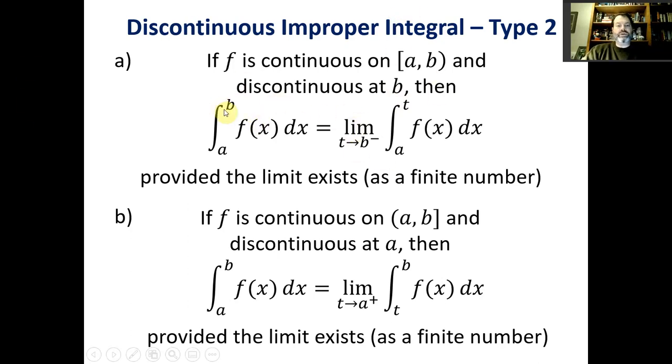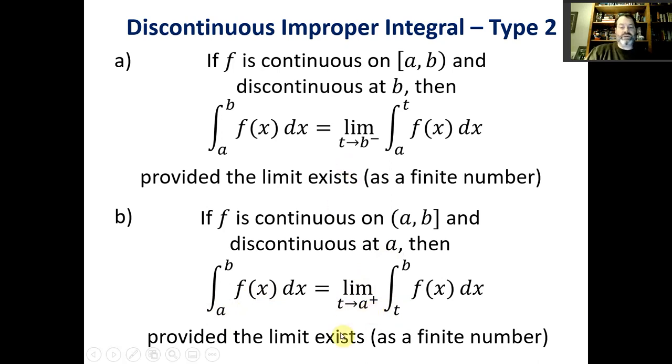So what you do is you replace b with t. So the right endpoint has a vertical asymptote. Pull the limit to the front and say we're coming in from the left, right? The little minus sign means coming in from the left. And then the reverse is true, right? If the left endpoint is discontinuous, replace a with t, bring the limit out front and say we're approaching a from the right.